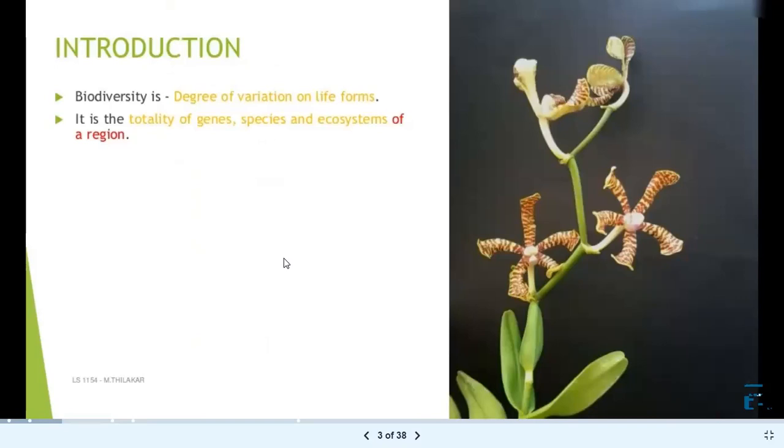Biodiversity is the degree of variation of life forms, that is flora and fauna. It is the totality of genes, species, and ecosystems of a particular region.